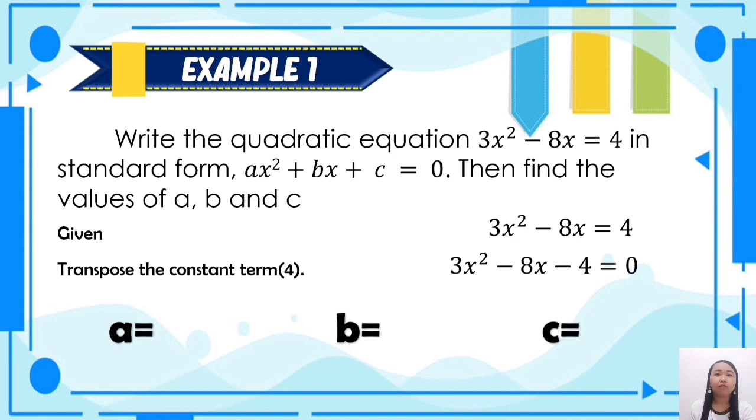Next is to find the values of a, b, and c. Here, the value of a is 3. The value of b is negative 8. And the value of c is negative 4.